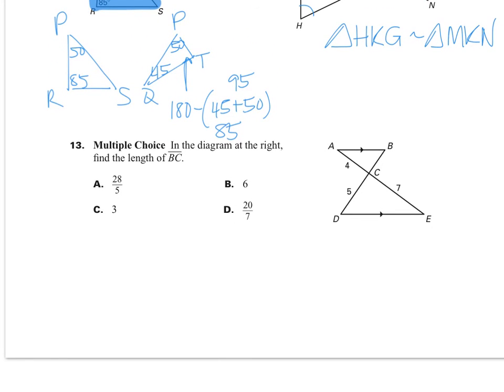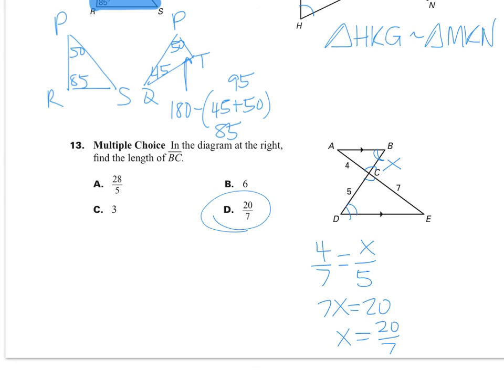And our last question is, in the diagram at right, find the length of BC. So you have to find out what corresponds first. So we have that, and we have B with D. So they go across, so the 4 with the 7 equals BC, which I'm going to call X, X with the 5. So 7X equals 20. X equals 20 over 7, which is D. And that's the end of angle similarity.